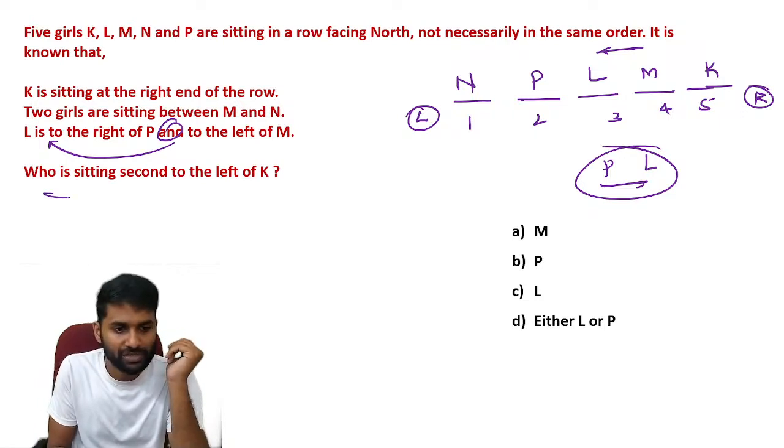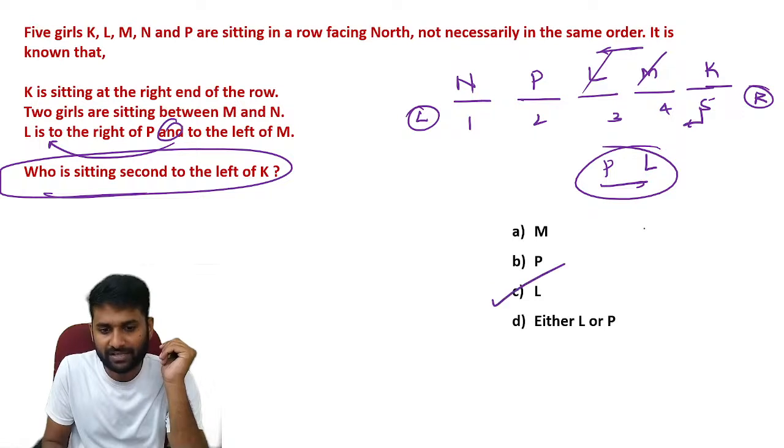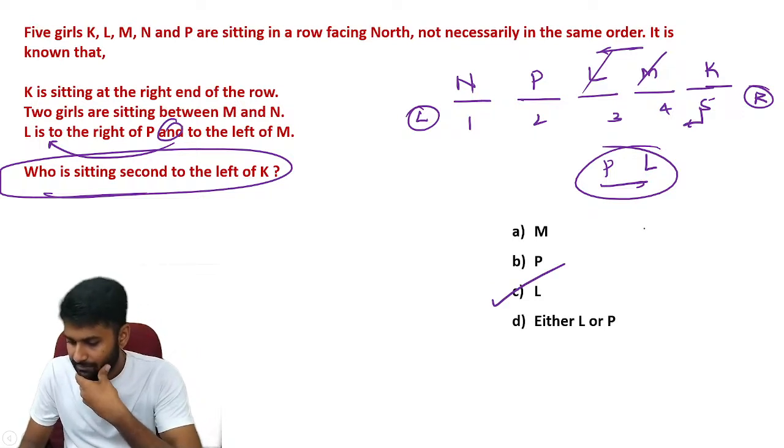Let's check with the question. Who is sitting second to the left of K? Second to the left of K. First left, second left is L. Is it clear?